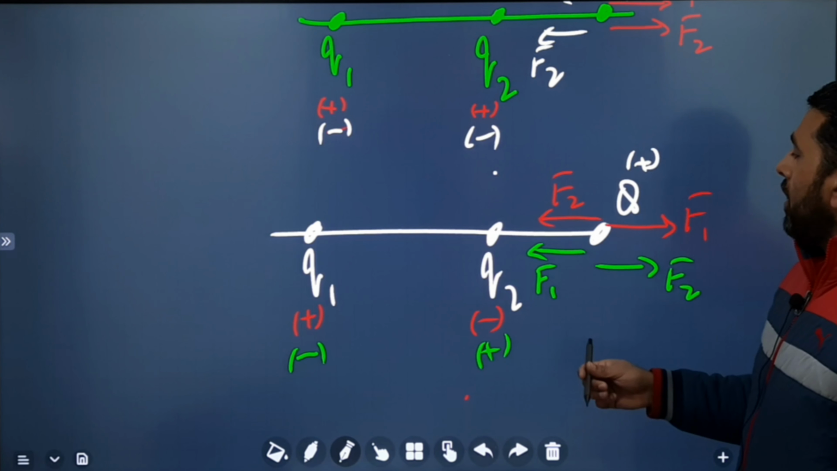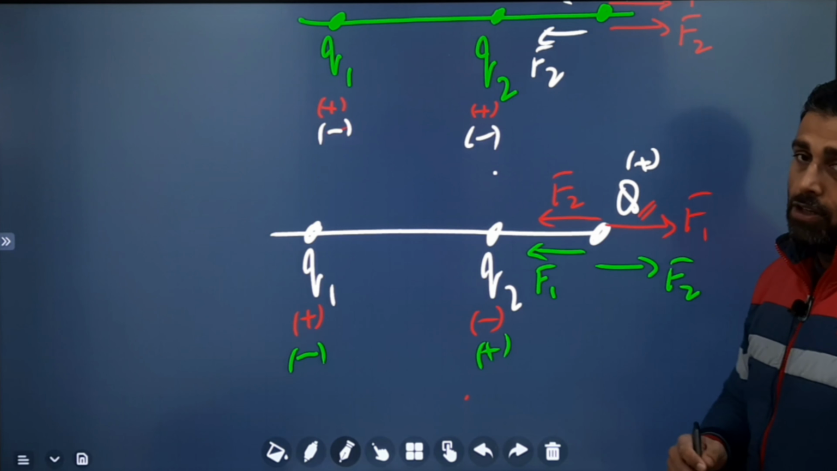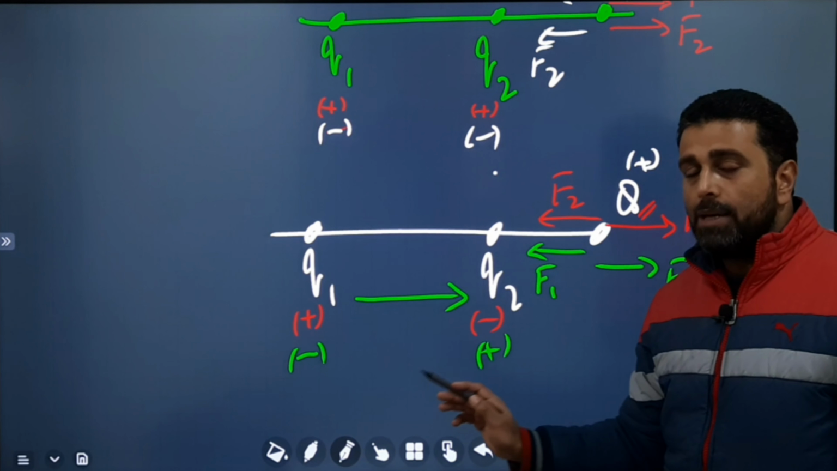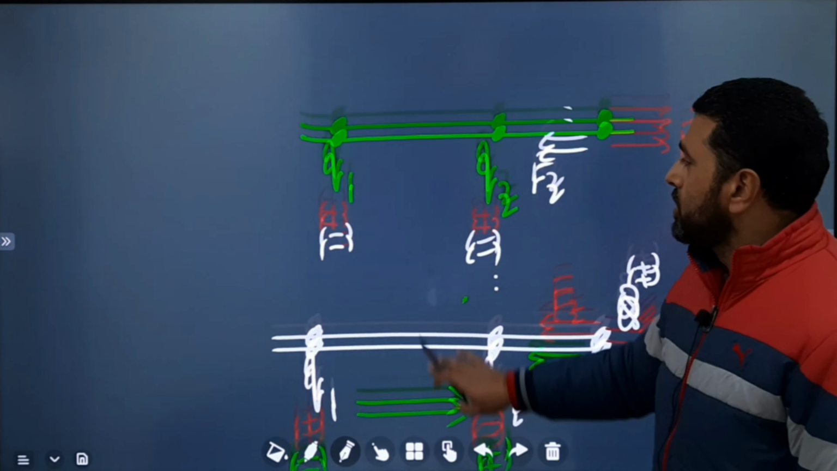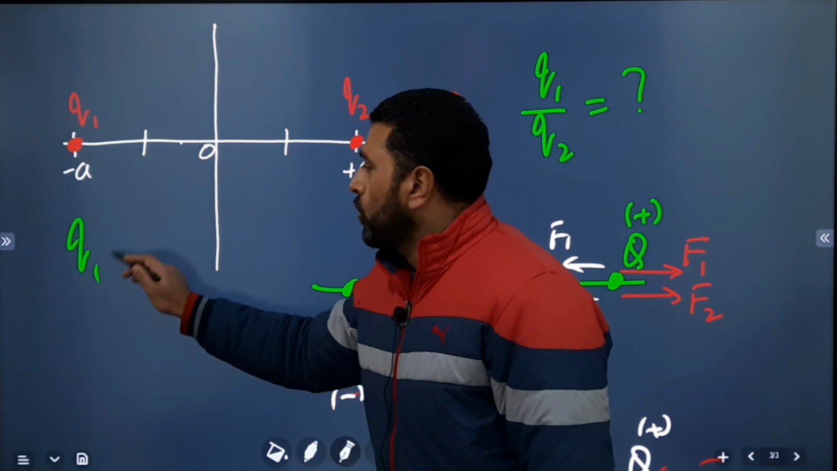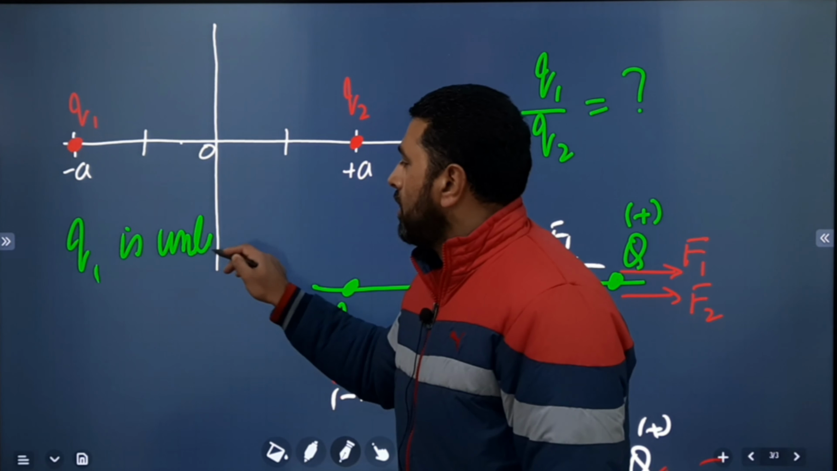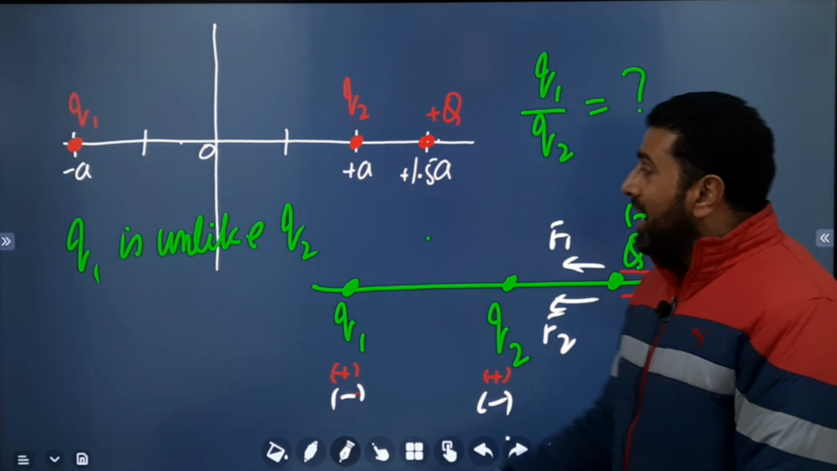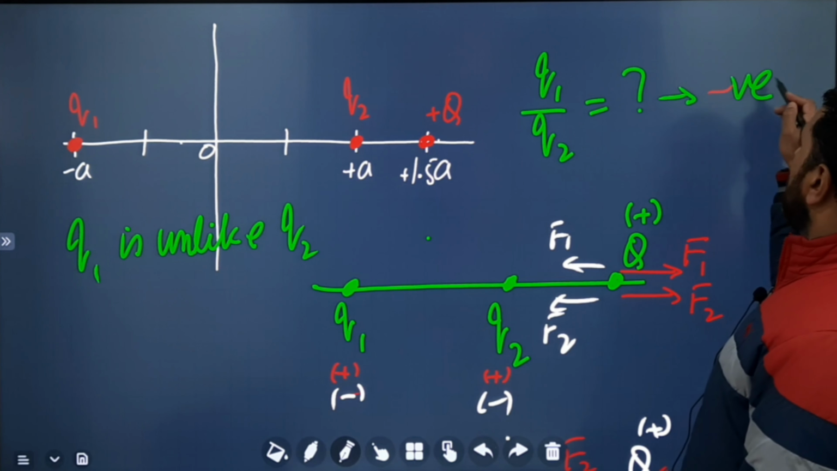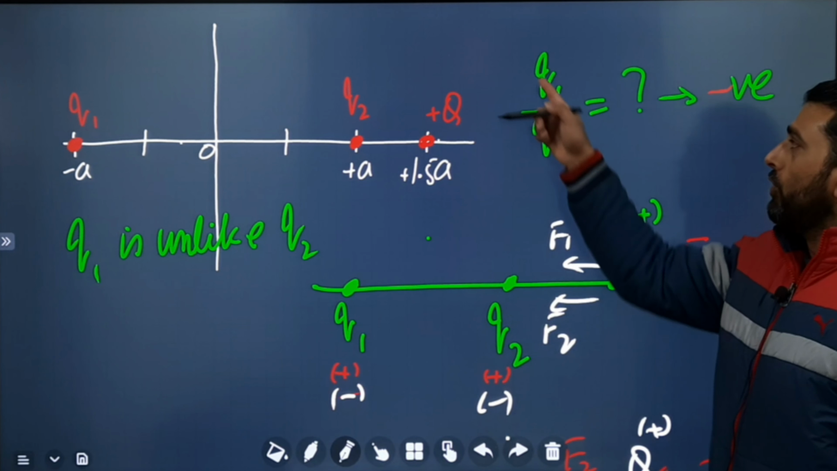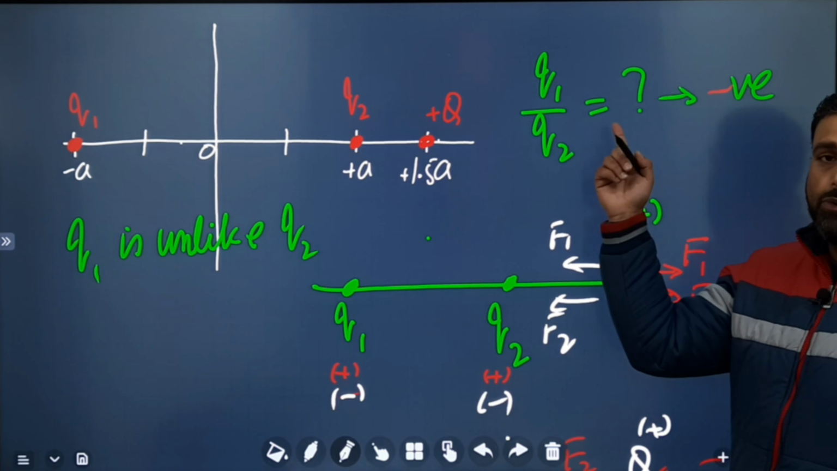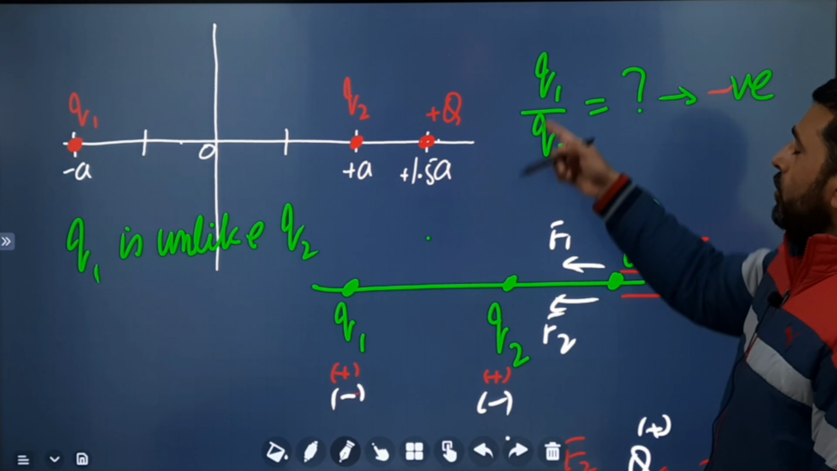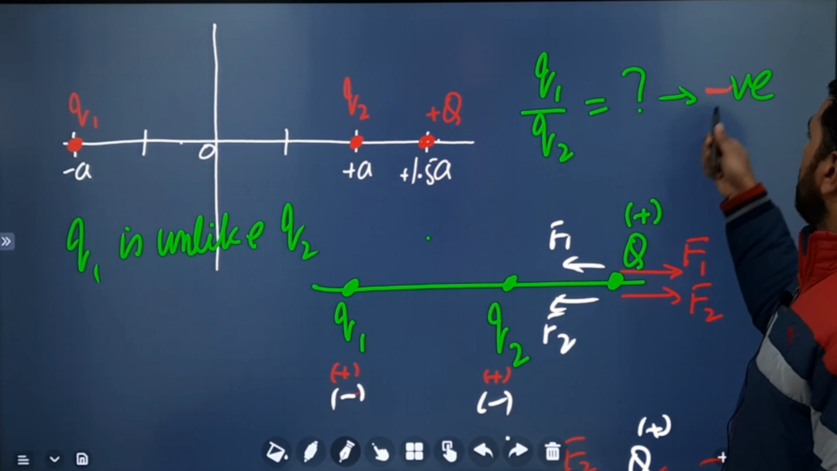So for the net force to be zero on capital Q, Q1 must be unlike capital Q. They must have opposite signs. So our first conclusion is Q1 is unlike Q2. If they are unlike, then the ratio has to be negative. If Q1 is positive and Q2 is negative, positive by negative must be negative. If Q1 is negative and Q2 is positive, negative by positive must be negative. So the Q1 by Q2 ratio must be negative.